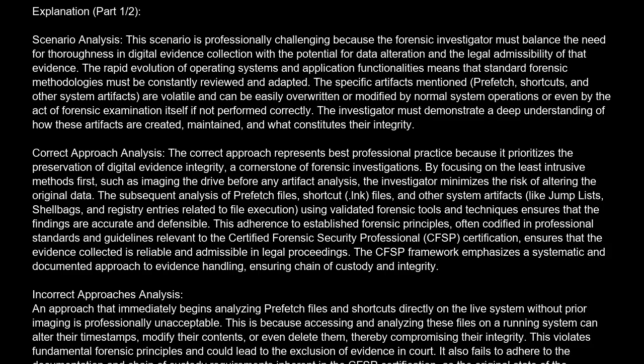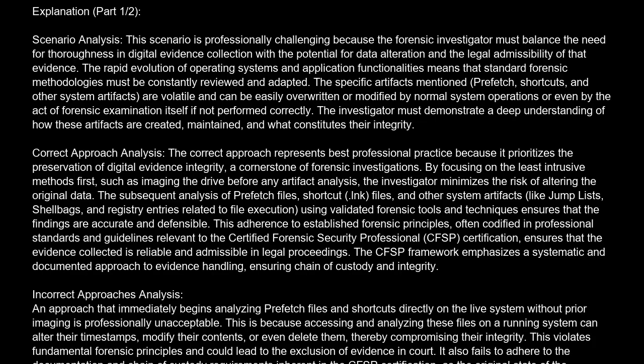Correct approach analysis. The correct approach represents best professional practice because it prioritizes the preservation of digital evidence integrity, a cornerstone of forensic investigations. By focusing on the least intrusive methods first, such as imaging the drive before any artifact analysis, the investigator minimizes the risk of altering the original data. The subsequent analysis of prefetch files, shortcut (LNK) files, and other system artifacts, like jump lists, shellbags, and registry entries related to file execution, using validated forensic tools and techniques ensures that the findings are accurate and defensible.